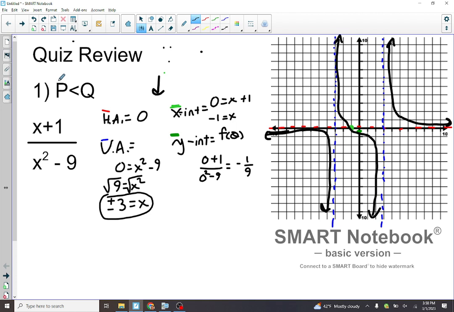So this is where the P, the top part, is smaller than the bottom, the Q. When that happens, it automatically is 0. Your horizontal asymptote is 0. Where's the y-intercept? The y-intercept happens to be at (0, -1/9).